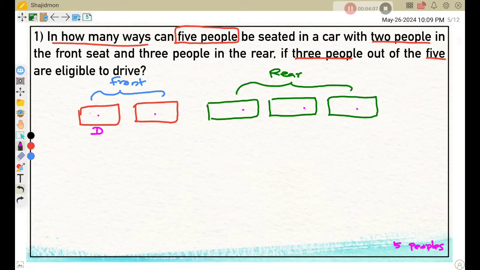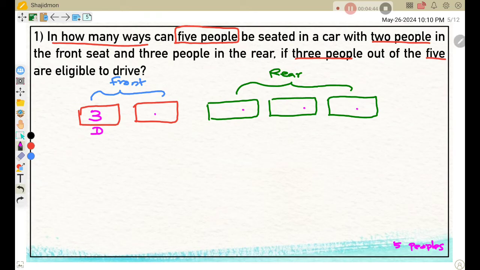So for example, we consider the driver seat. How many possibilities are there inside the boxes? See, I am putting here 5 boxes, the 5 seats represented by 5 boxes. Now in each box we need to write the possibilities. So for example, in the driver seat, how many possibilities are there? There are 3 people out of 5 eligible to drive, which means there are 3 possibilities we can take in the first seat, that means the driver seat.